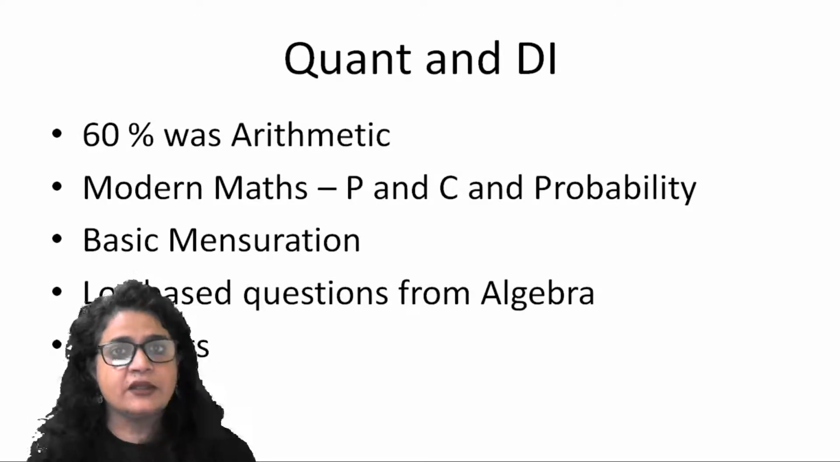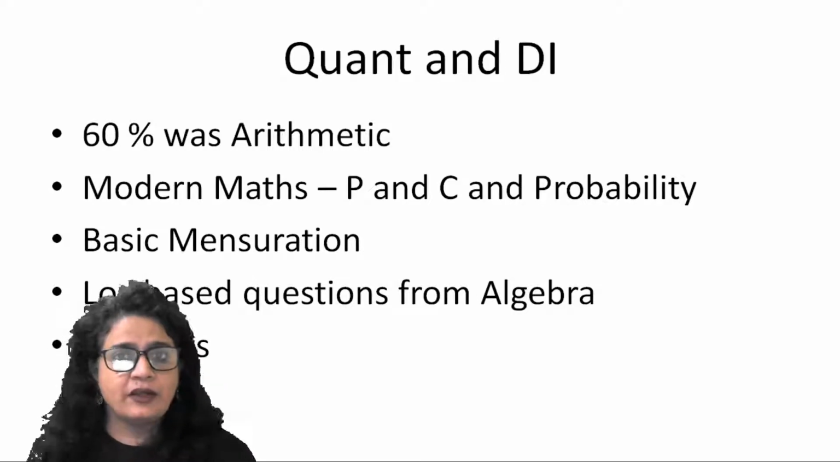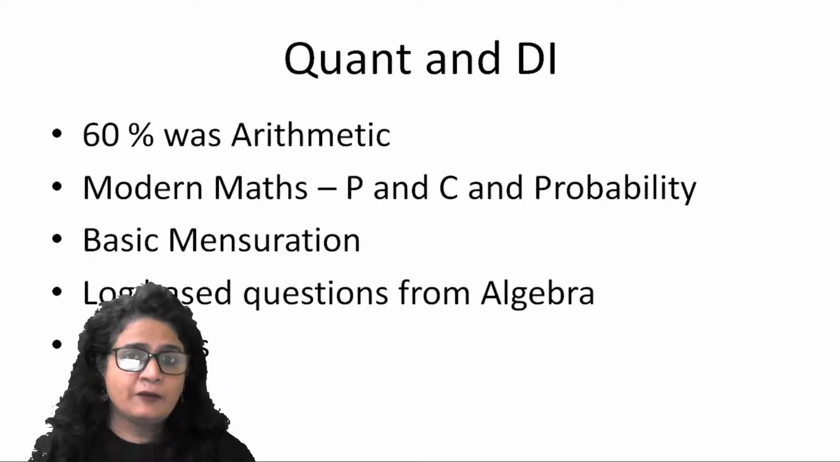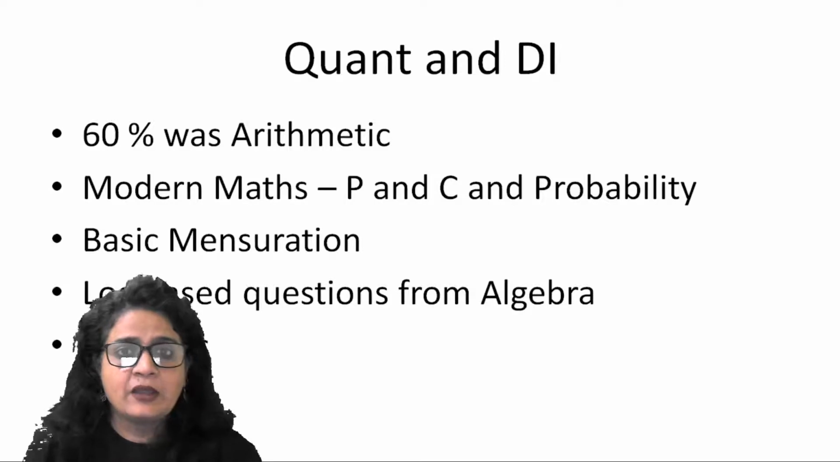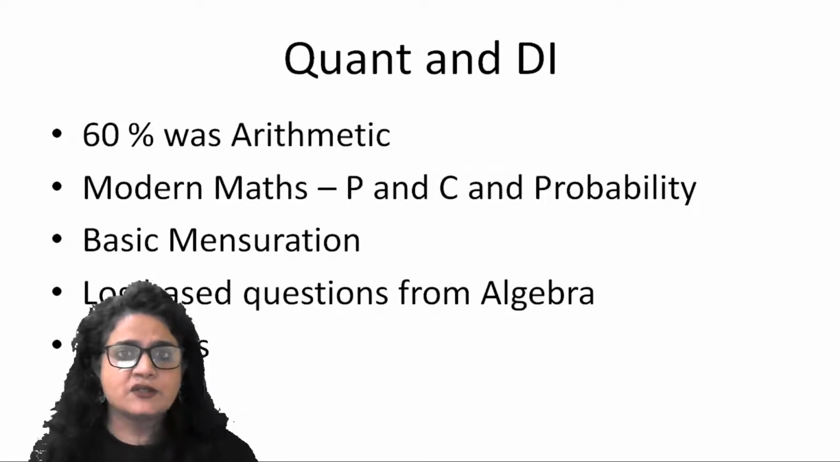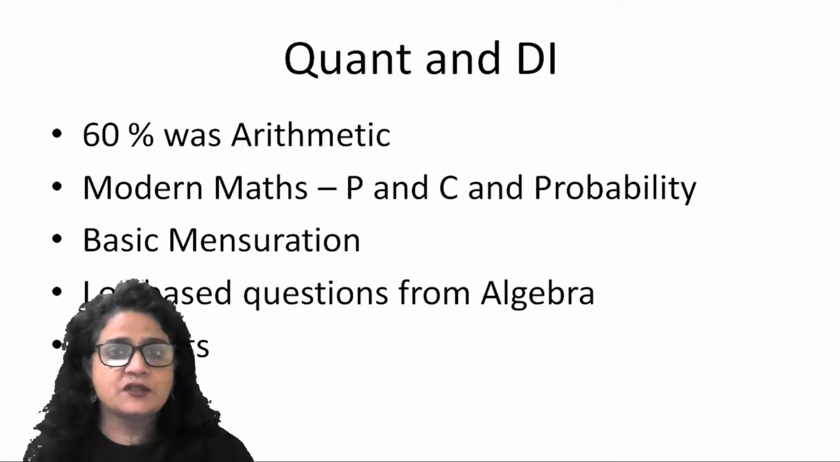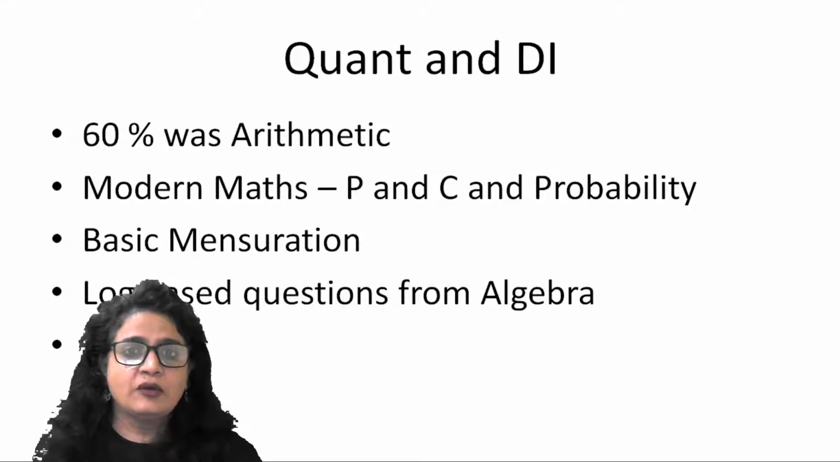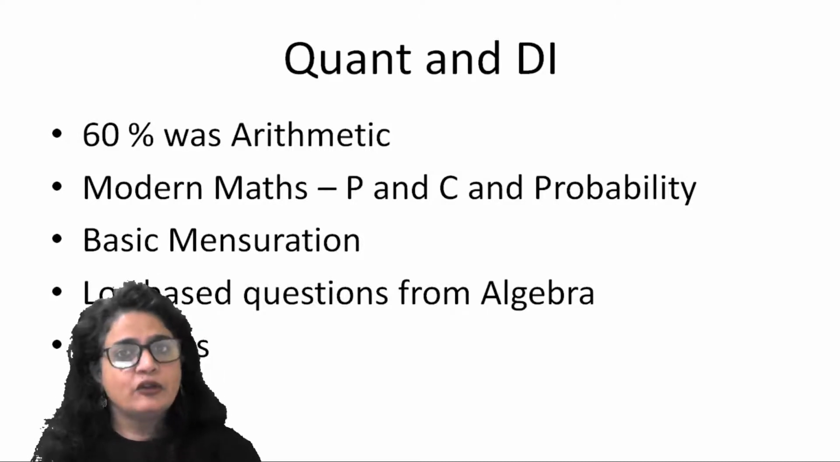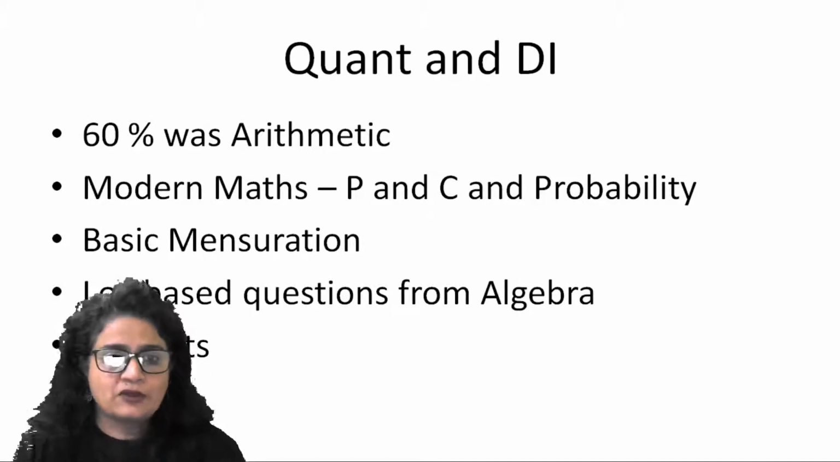Modern maths was another major proportion. So PNC and probability was another major proportion which was there in Quant and DI. Geometry was almost missing, but basic questions on mensuration were there. Some of the students faced questions on mensuration. So you cannot completely skip that part, though you might have prepared it for another management exam as well. But don't assume that you won't face any question on geometry.